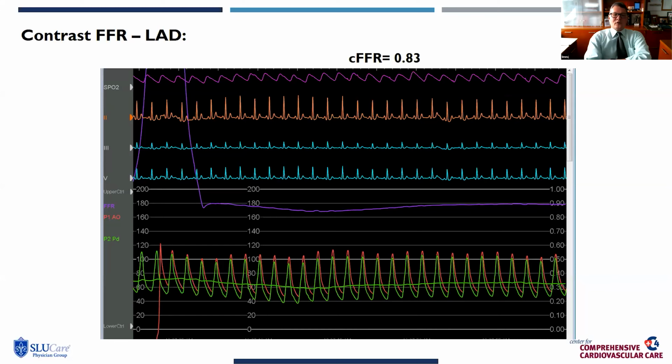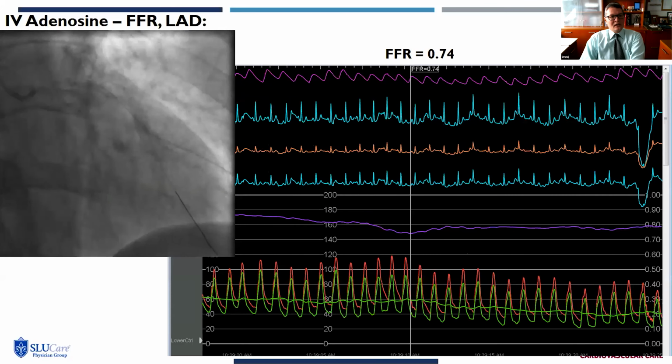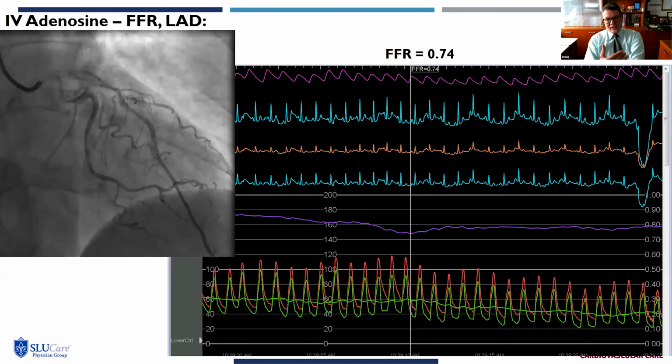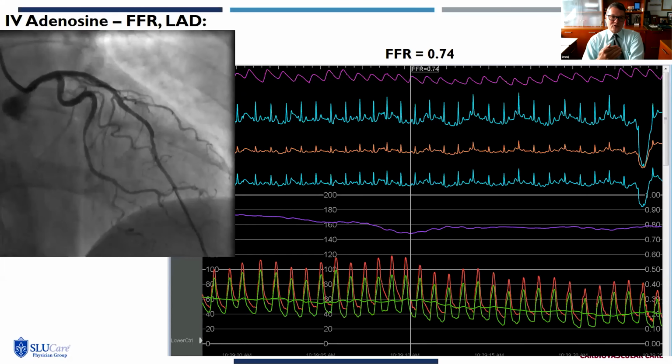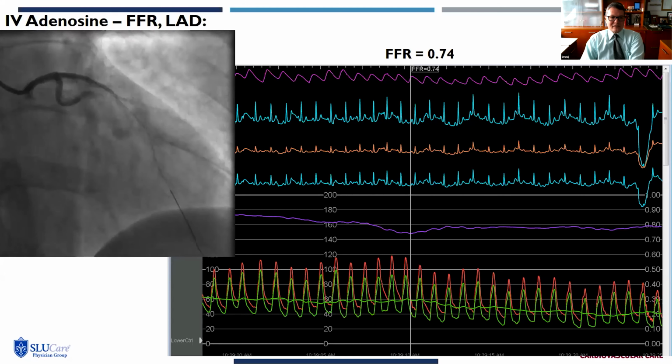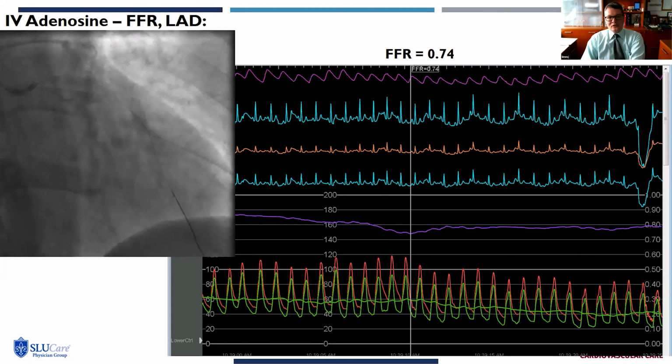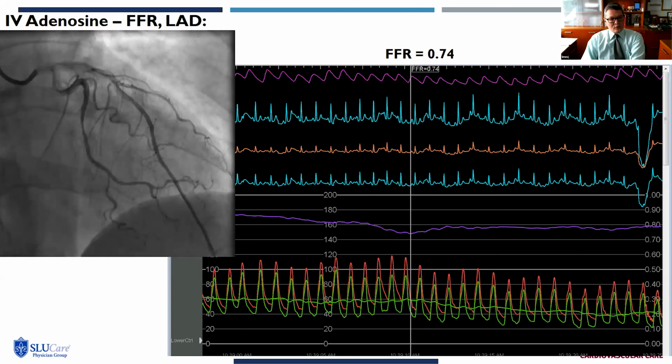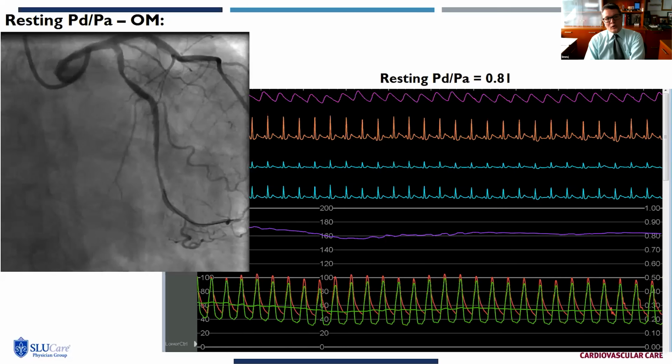This is a different evaluation from a physiologic standpoint, where contrast FFR, so the injection of contrast and taking that picture I just showed you, drops the FFR to 0.83, and this is just with contrast. And when we give adenosine down the LAD, the FFR goes to 0.74, and this is obviously true FFR with an IV adenosine-induced gradient of 0.74. Then if you change the wire around and go into the OM, you get a resting Pd/Pa ratio of 0.81. So in terms of this patient, I've given you the alphabet soup.